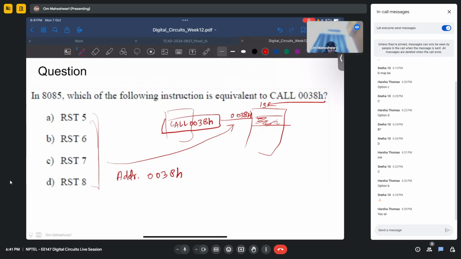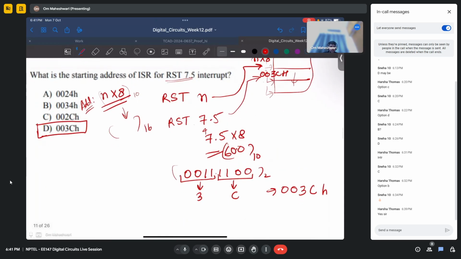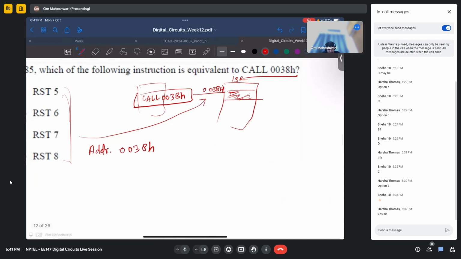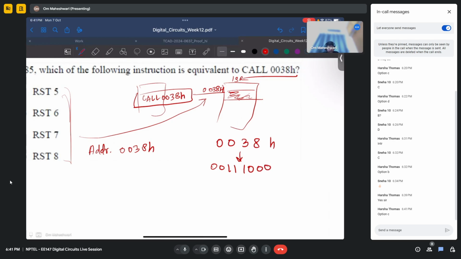Okay, so we'll just do what we did in the previous question, just the opposite of it. We have the address 0038H. Let's first convert it to decimal form, but let's go one by one. First convert it to binary. It will be 0000, then 38H: 3 is 0011, and 8 is 1000. This is 38H in binary form.